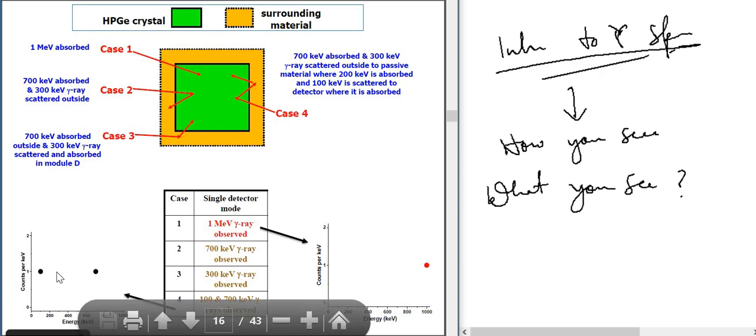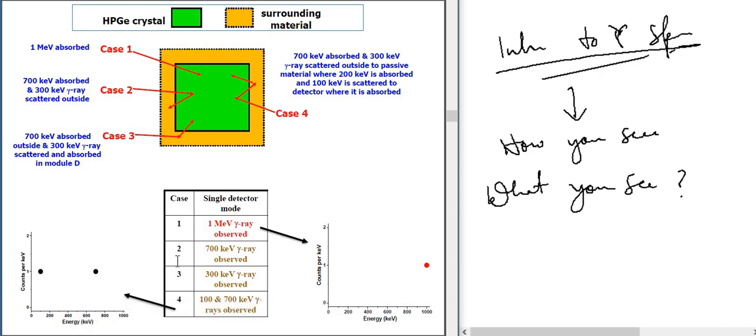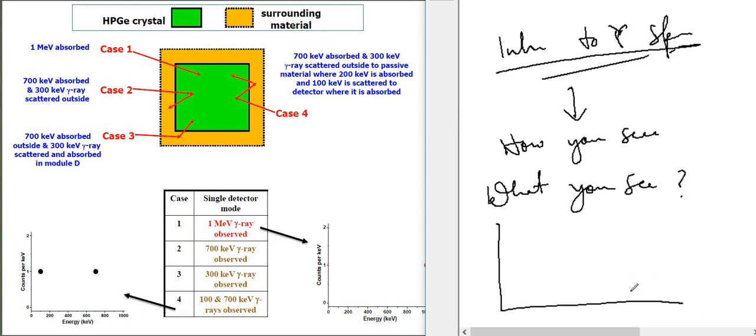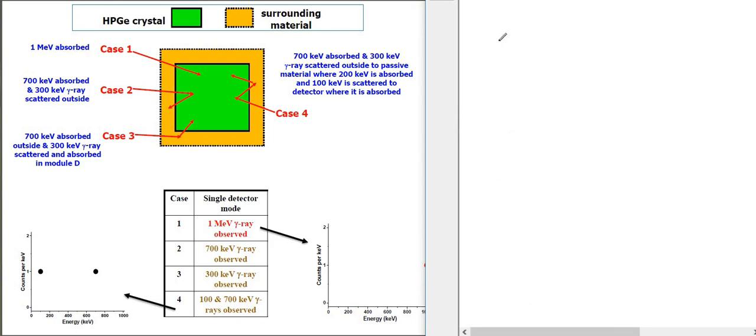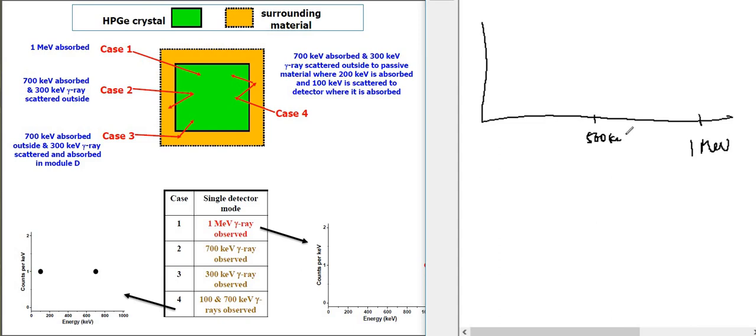Okay, well, it's not shown over here, it will be like this over this place. So 1 MeV, the first case, let me write it separately. This is 1 MeV, this is 500 kV, this is 4, 3, 2, 4. So this is say 100, this is 200, this is 300, this is 400.